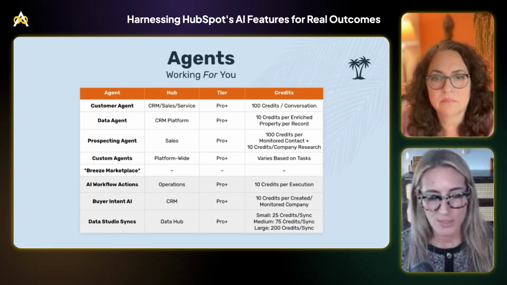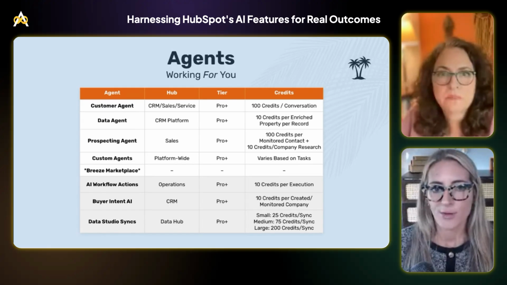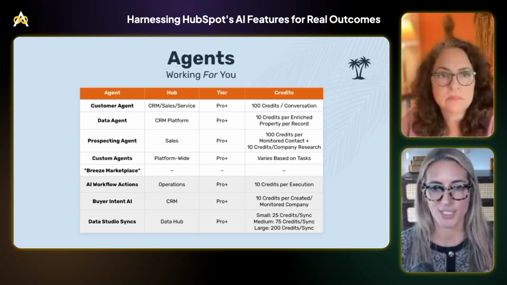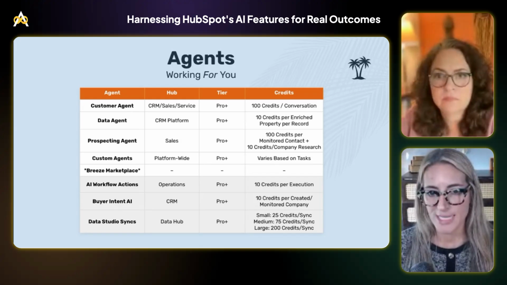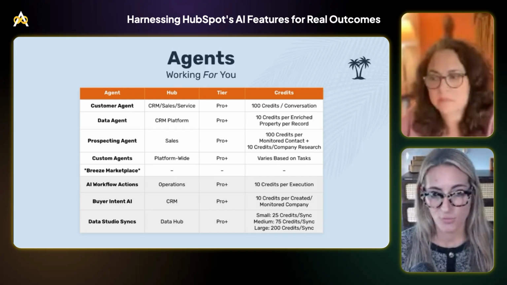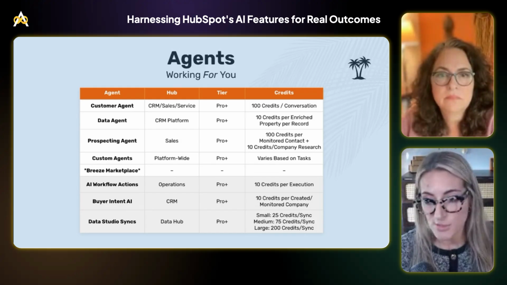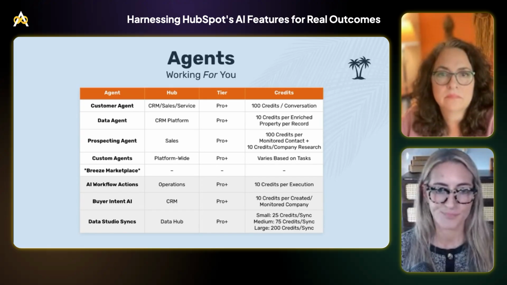Breeze Marketplace also is going to have your agents and assistants there. There's also, I would say they're agentic, these bottom 3 that are in gray. I put them in gray because they're agentic, but I don't know that I would call them a full-blown agent. But that's things like the buyer intent AI, the AI actions inside of workflows, which I'm going to show you a little bit later, the data studio syncing as well. And as you can see, there's different credit usage for those.